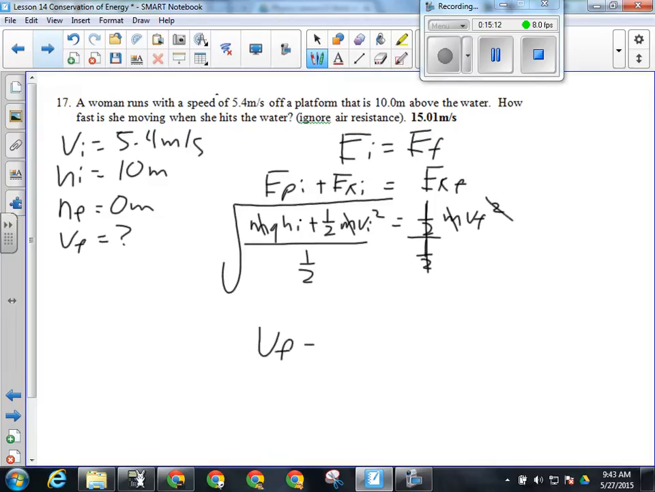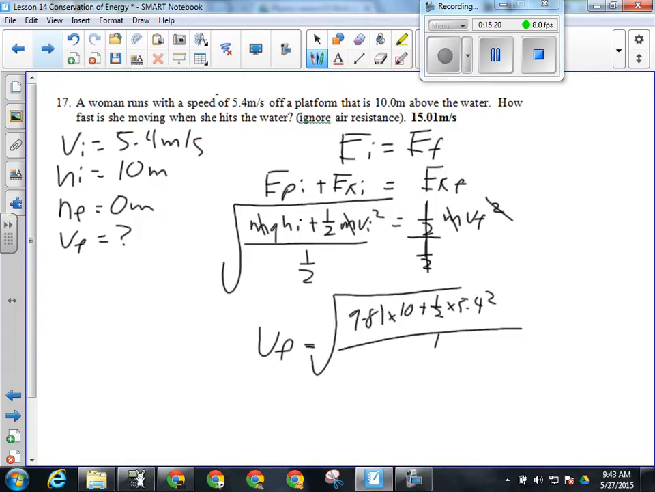Okay, so I should have that VF equals the square root of 9.81 times 10 plus 1 half times 5.4 squared, divided by 1 half. What I find most often happens for people is they forget to square one of the speeds when they're doing a problem like this. They just punch in 5.4 and forget to square it, and that obviously leads to an incorrect answer. So always double check that you're remembering to square. Most of the time that seems to be the issue.